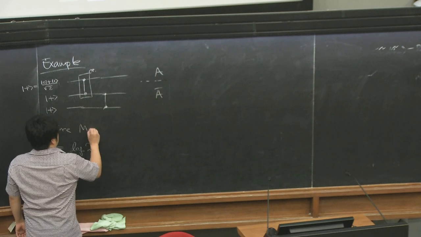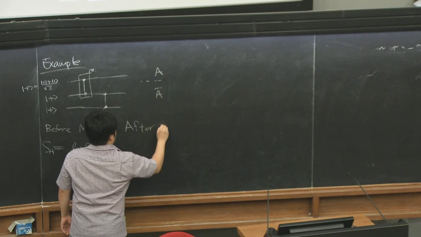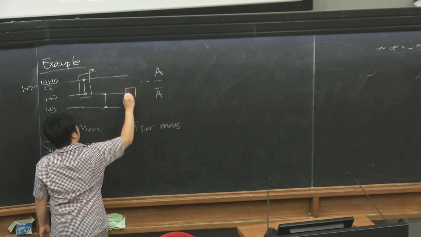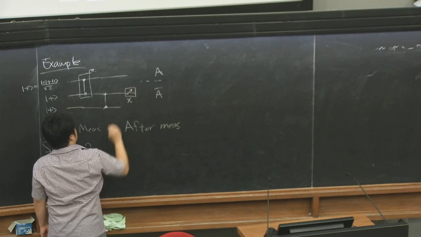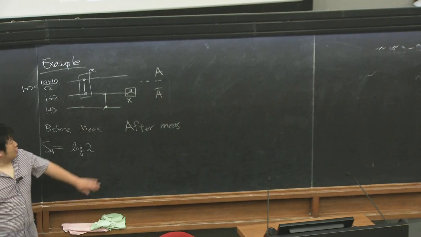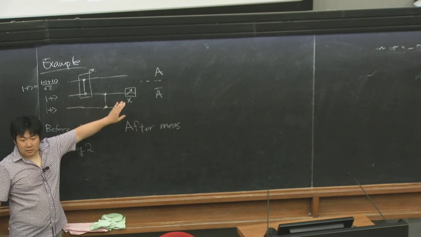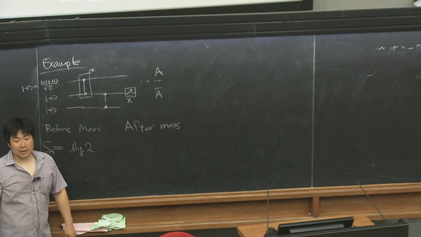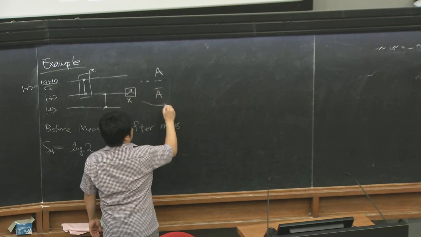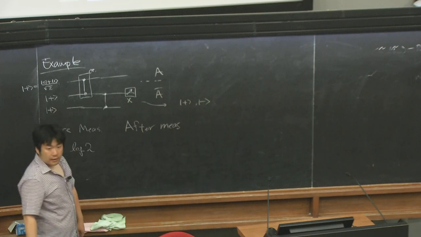Before measurement, we will talk about what happens when we perform measurement. And specifically, we are going to measure this one in the middle in the x basis. What I mean by x basis you can understand in two different ways: apply the qubit rotation so x becomes z and then measure in the z basis. But to simplify my argument, I just measure in the x basis. That means the measurement outcome could be either plus or minus.